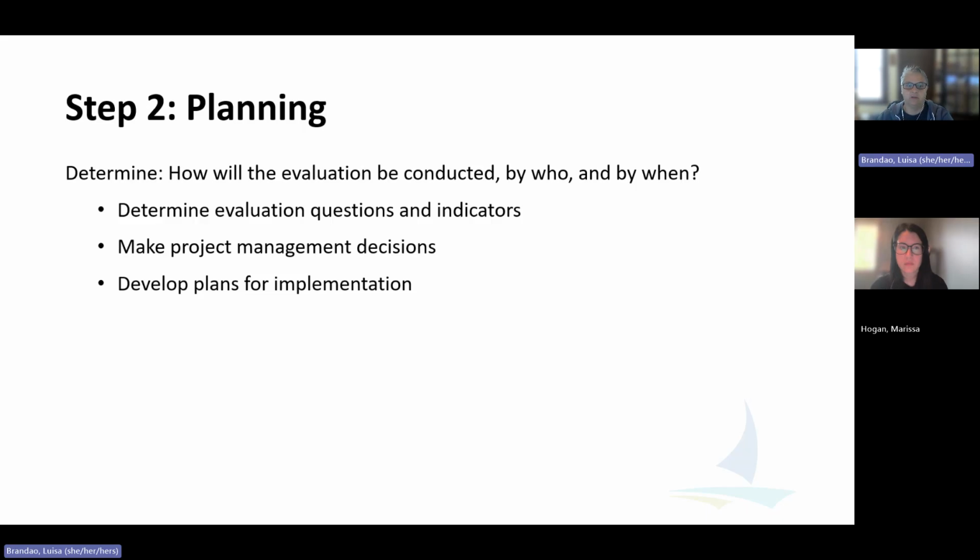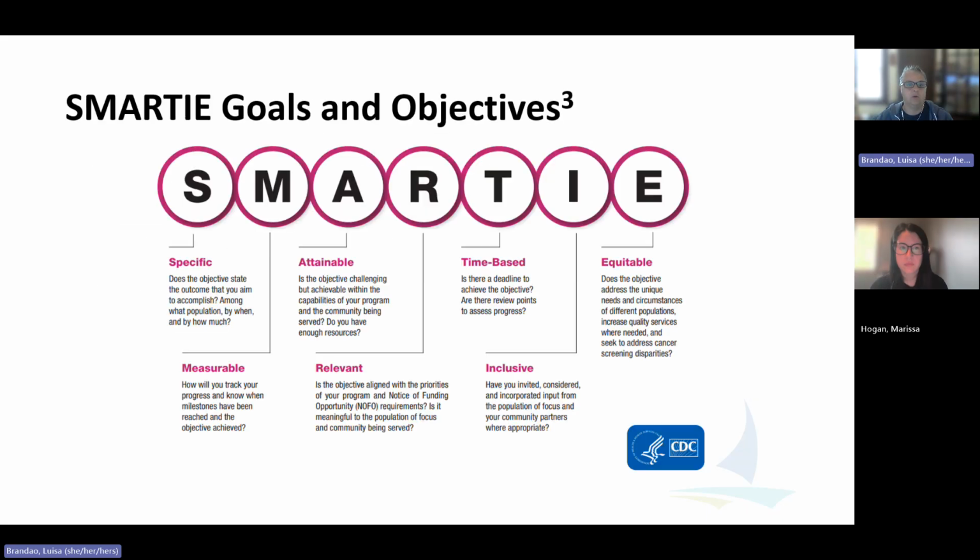As we talk about developing evaluation questions and indicators, if you think back to our learning objectives, we talked about developing SMARTIE goals and objectives. What are SMARTIE goals and objectives? It is a definition of a goal or an objective, and it's just a fun acronym for the things you want to be sure you're thinking about when you're developing your objectives or your goals. You want to make sure that it is specific.